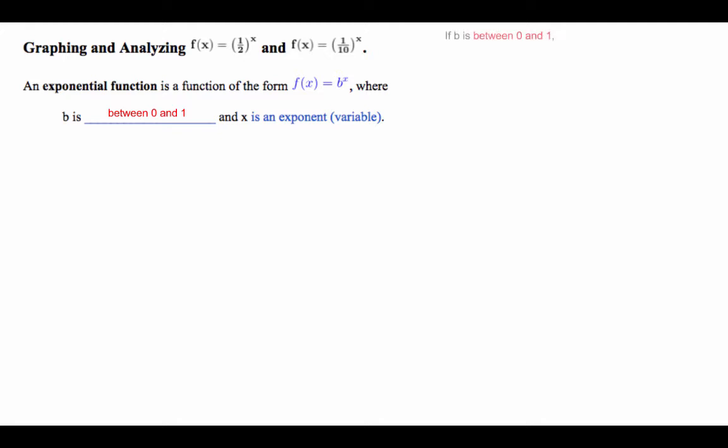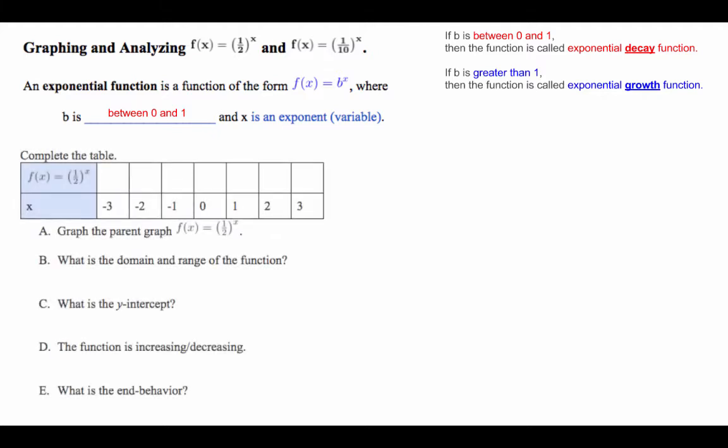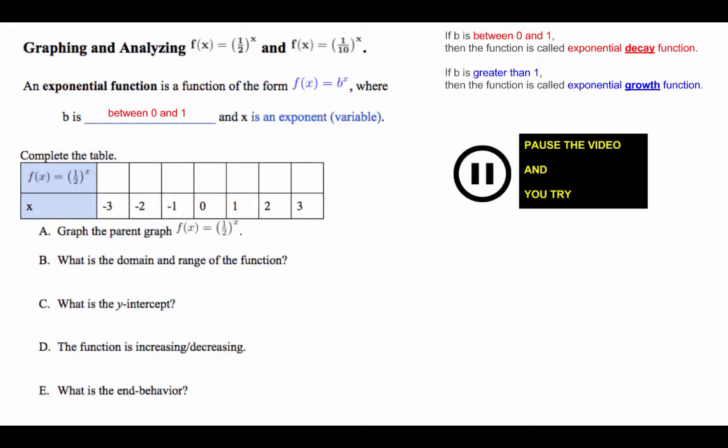All right, guys. Continuing on, if b is between 0 and 1, we call that function an exponential decay function. If b is greater than 1, the function is called an exponential growth function. So we have this table over here. Why don't you pause a little bit and try filling it in? Try to do as much as you can.